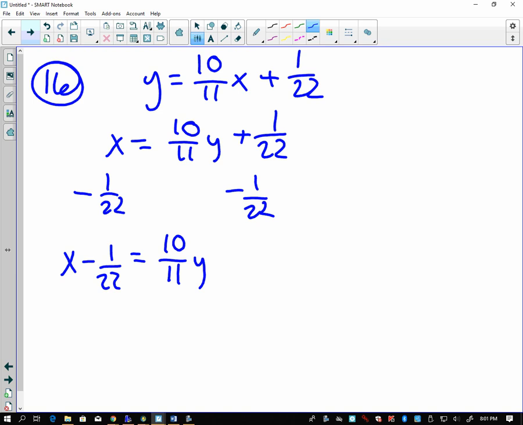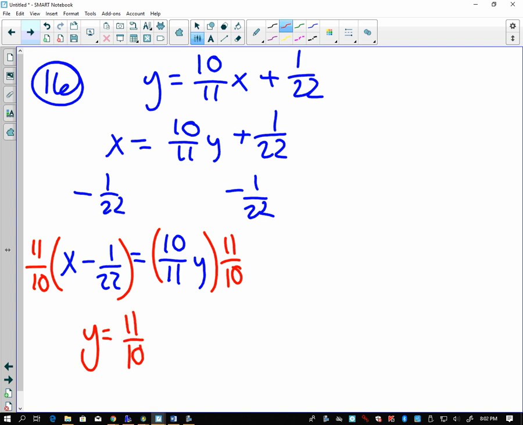Can't divide by that fraction, but I can multiply both sides by 11/10. All right, so y equals 11/10 x. And let's see, 11 times negative 1 is negative 11, and 10 times 22 is 220. So if I check my answer key here, this will go on to reduce down. 11/10 x won't, but 11/220 will, to negative 1/20.